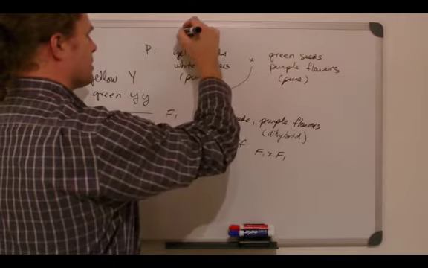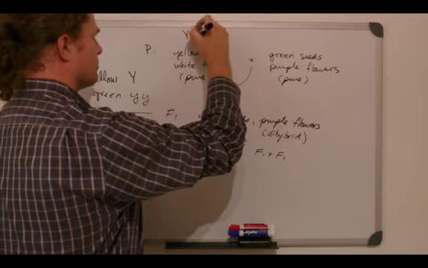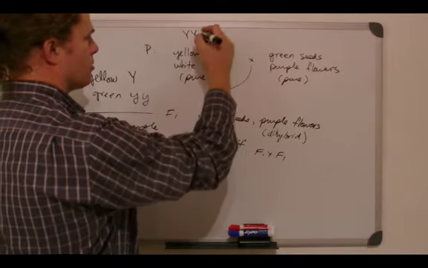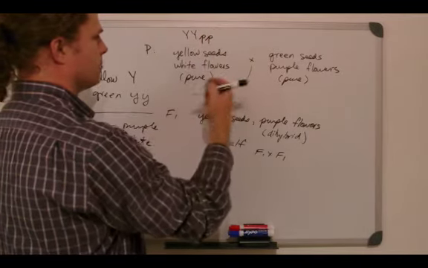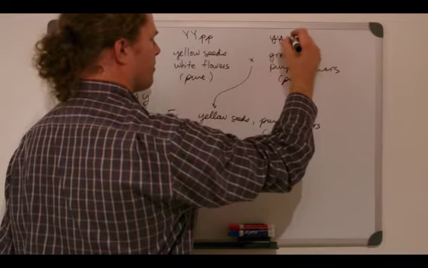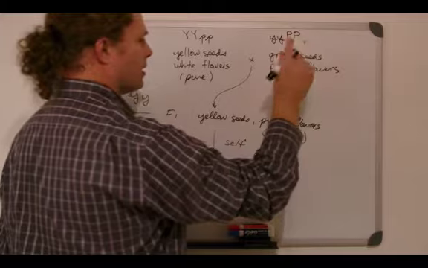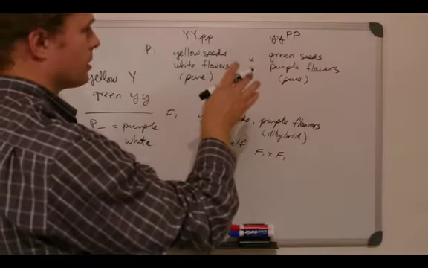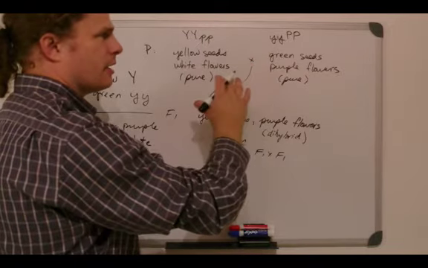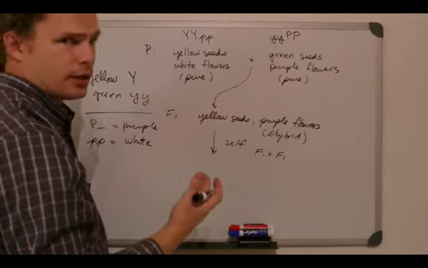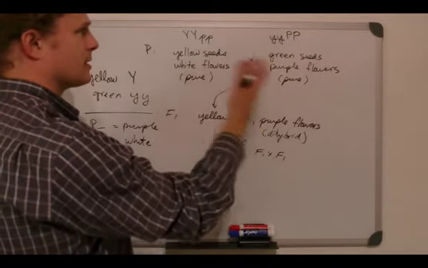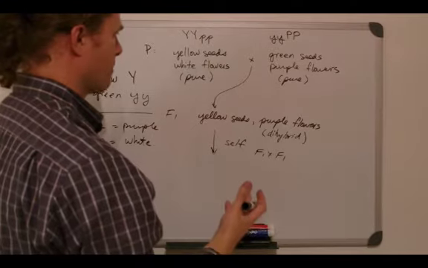So this means that a pure line that has yellow seeds will be big Y, and also be little p for the white flowers. Over here, we would have little y, and big P. Now, just as an aside, it's important that you carefully distinguish upper and lowercase letters. In fact, I recommend when you're choosing letters to use for allele symbols, it's best to choose something that has a readily distinguishable upper and lowercase.